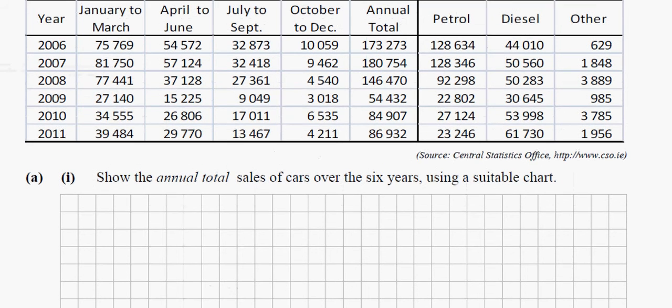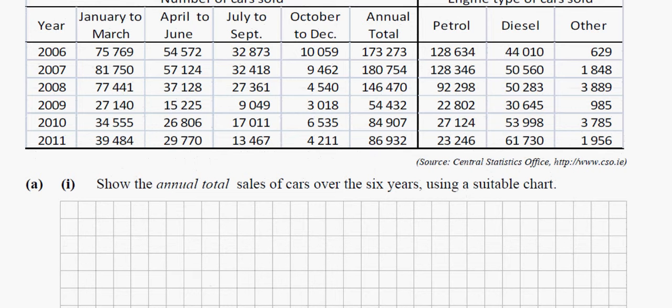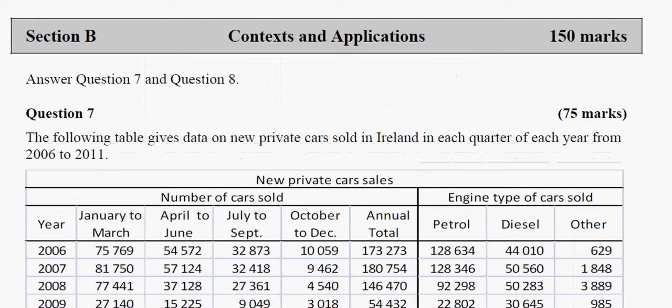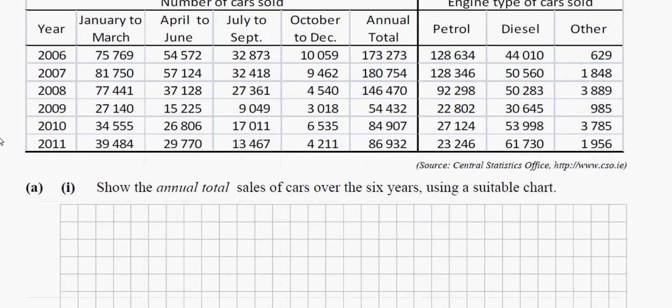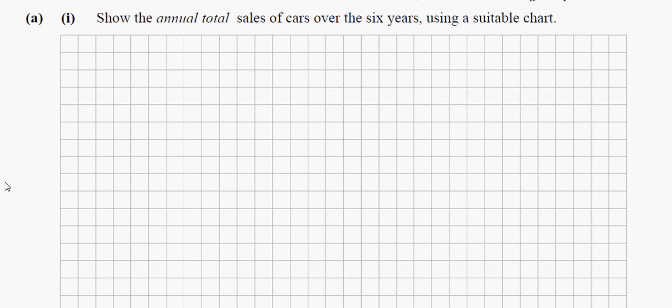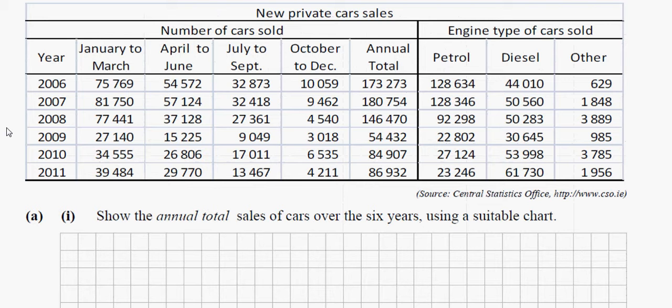So I want you to show the total. This question here is question 7, section B of 2012. We had to answer both these questions. Show the annual total sales of cars over 6 years using suitable charts. We can see that each year is split into January to March, April to June, July to September, October to December, annual total, and engine type of car sold, petrol, diesel. So it wants us to go to the annual total sales, which is just the grand total here.